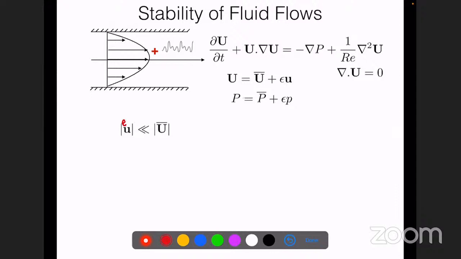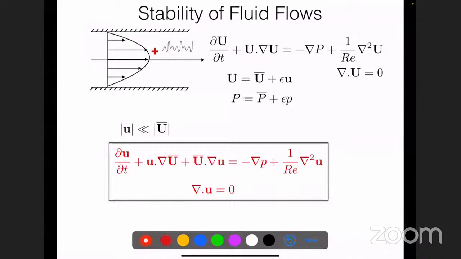So you can do this exercise and write down a linearized Navier-Stokes equation. The only thing that you have done is to say that the base state also satisfies the Navier-Stokes equation.